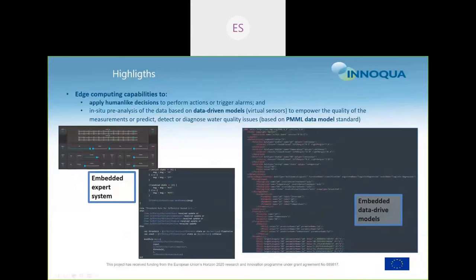And also we have included advanced edge computing capabilities by integrating data-driven models, taking advantage of the PMML standard, which provides advanced capabilities to create virtual sensors or similar, or for example, to correlate the performance of the system with the measurements.